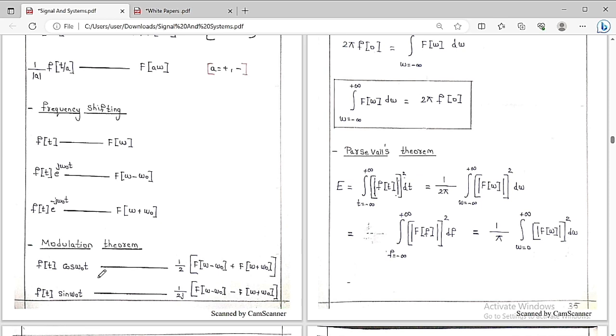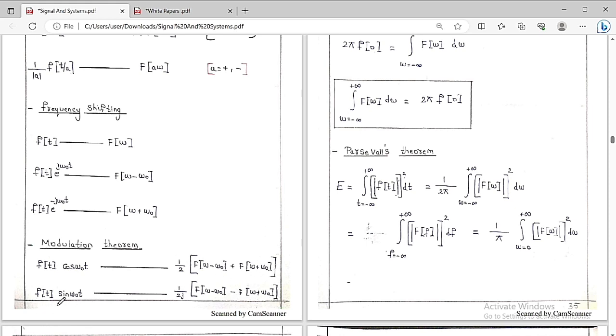I have already told you, cos omega naught t is e to the power of i omega naught t plus e to the power of minus i omega naught t, by 2. You can write it like this and multiply by f of t there. And if you apply the Fourier transform, finally we are going to get half into F of omega minus omega naught plus F of omega plus omega naught.